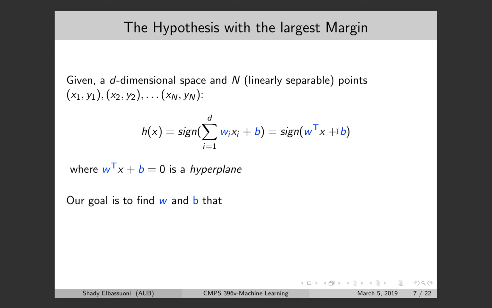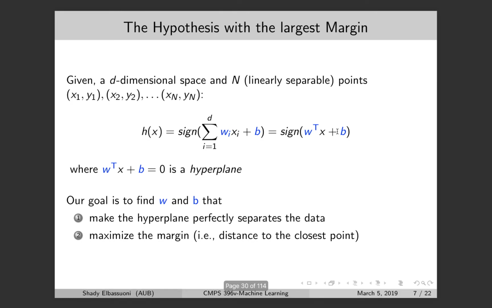Our goal is, as usual, to find w and b that make the hyperplane perfectly separate the data, so I make no errors at all, and maximize the margin. Because there is an infinite number of hyperplanes that can separate the data, I want the one that maximizes the margin, i.e. the distance to the closest point, to be in the middle between the positive class and the negative class.